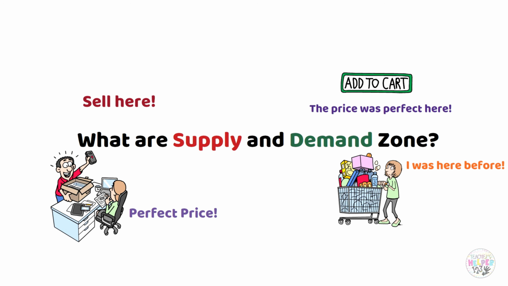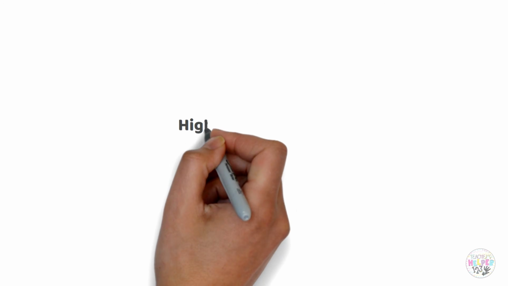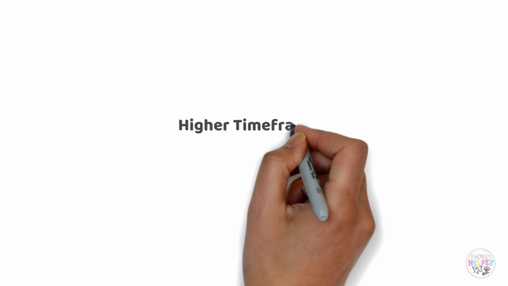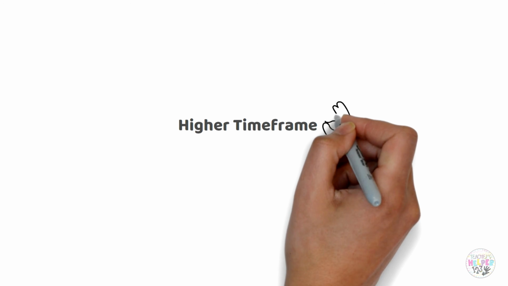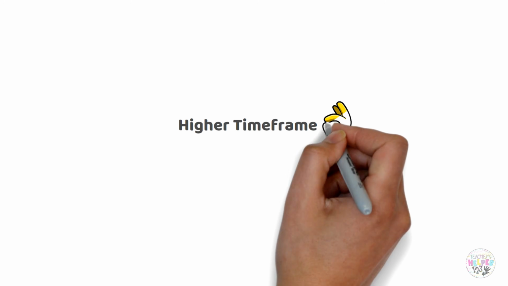Now, earlier we learned about support and resistance. Supply and demand zones help explain why those areas sometimes react. One important thing I want you to keep in mind is that I like using higher time frames first because they help reduce market noise.